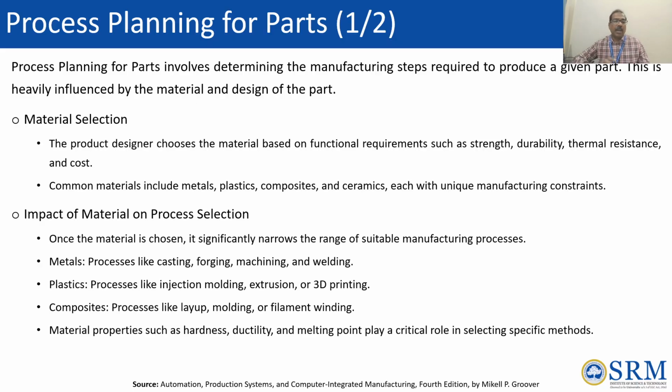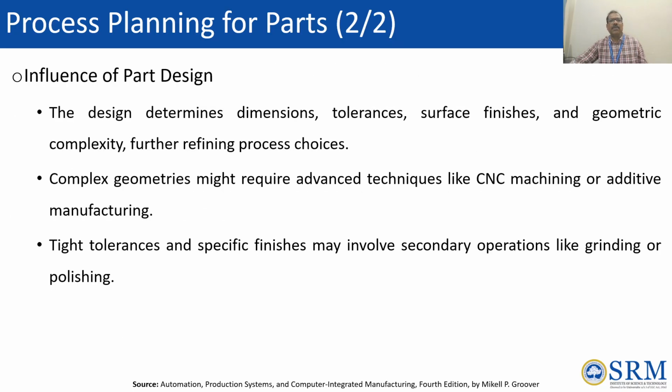If it is a composite, we can go for a layer process, molding, or filament winding process. So mainly, once we decide the material, it gives us a clear idea about what kind of suitable manufacturing process we are going to have. Again, it depends on the material and functional requirement. So this is one basic consideration for process selection for parts.